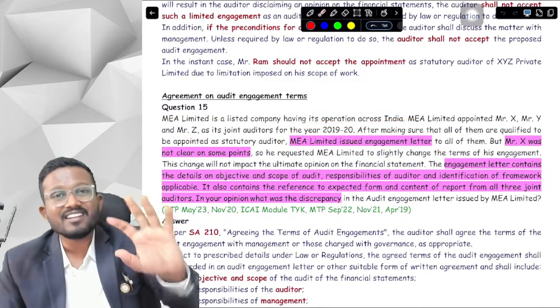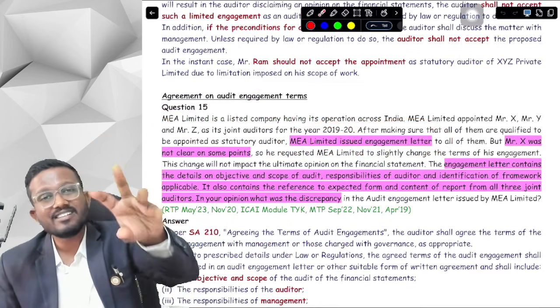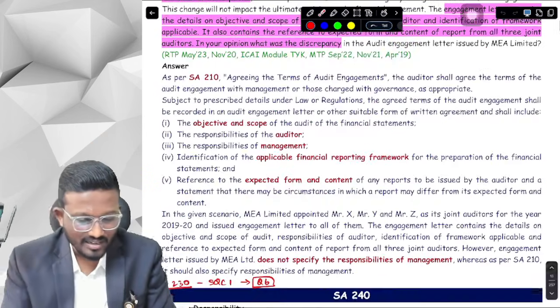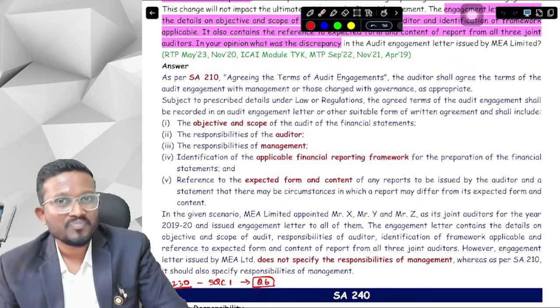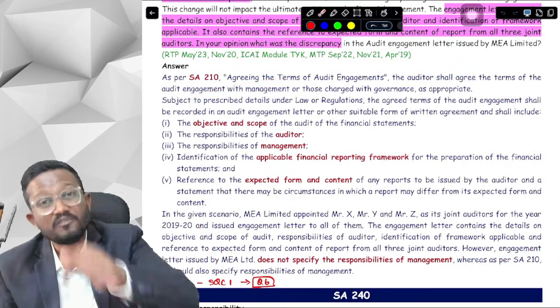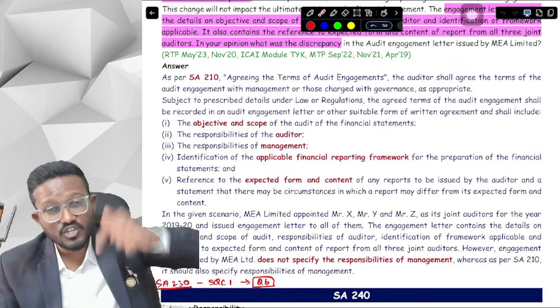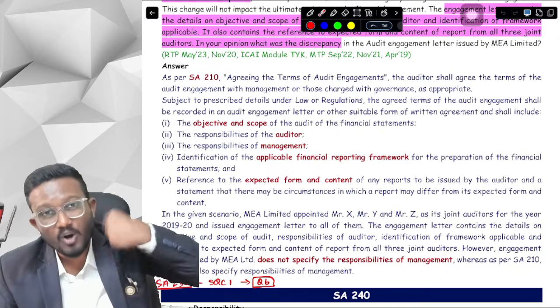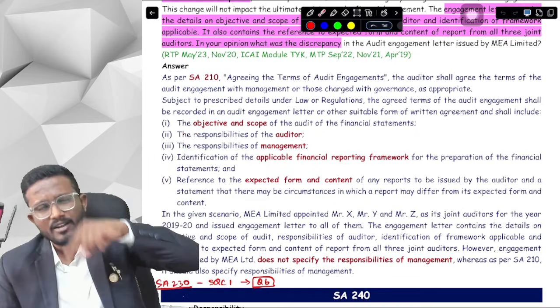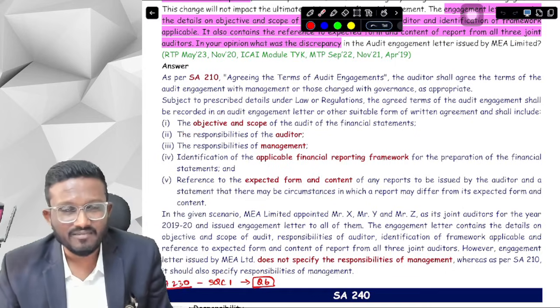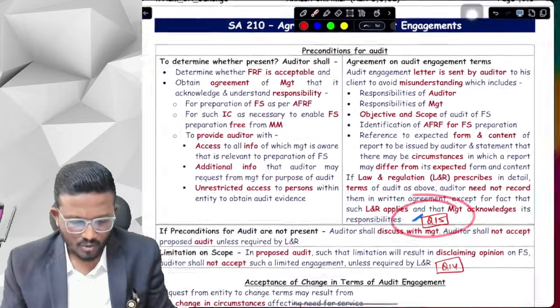Where is that line? ICAI has skipped that line. ICAI has not written in its particular answer that Mia Limited should not have sent the engagement letter. Now what we will do as a student, we will definitely mention in our own answer sheet that the engagement letter was to be sent by the auditor, not by Mia Limited. Even if ICAI has forgotten it, we will definitely mention it in our answer as well. Okay, yes sir, this was your question number 15.